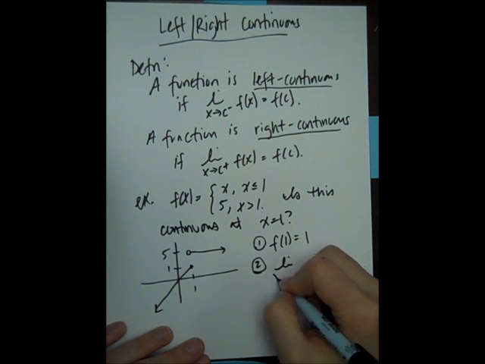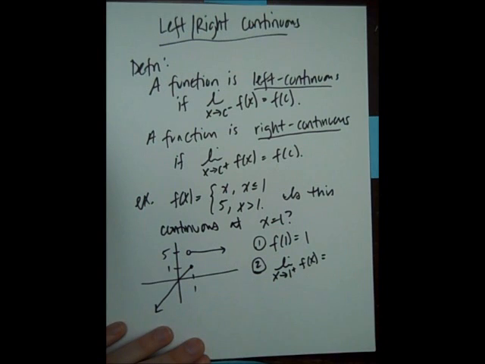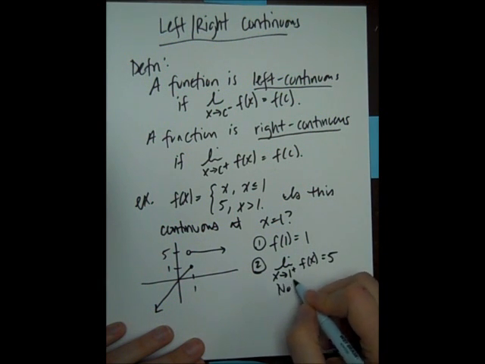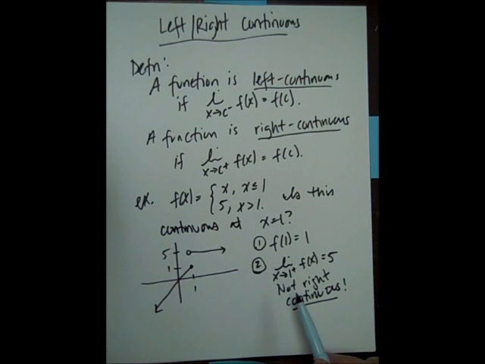Okay, what's the limit as x approaches 1 from the right? We'll start with that. As I approach x from the right, my function values are 5, so it's not right continuous, because the limit from the right is not equal to my function value.